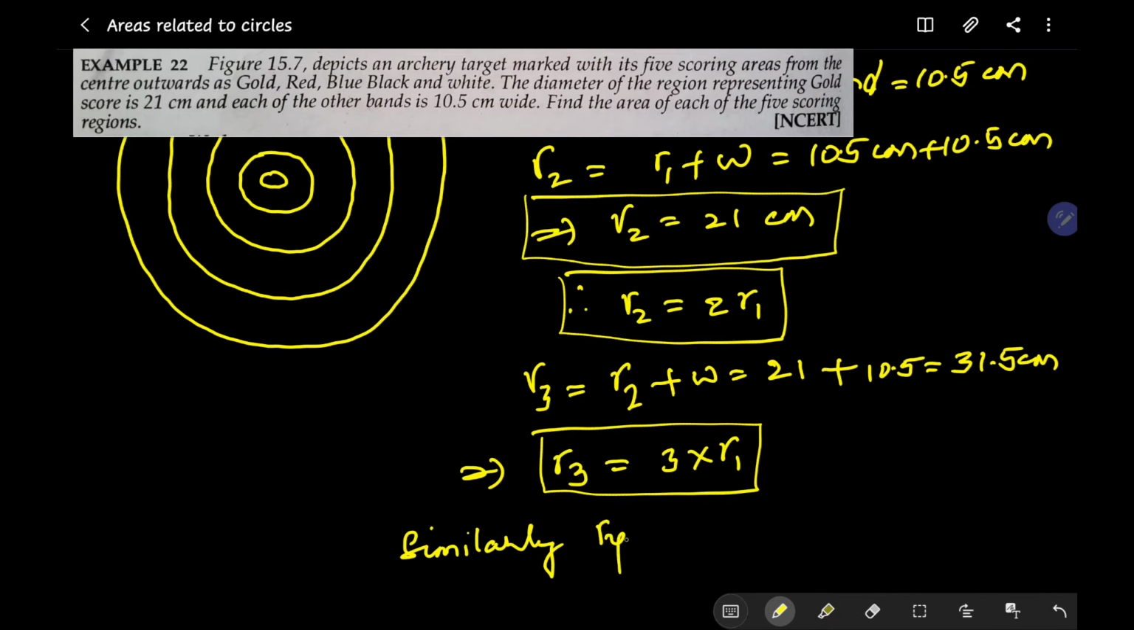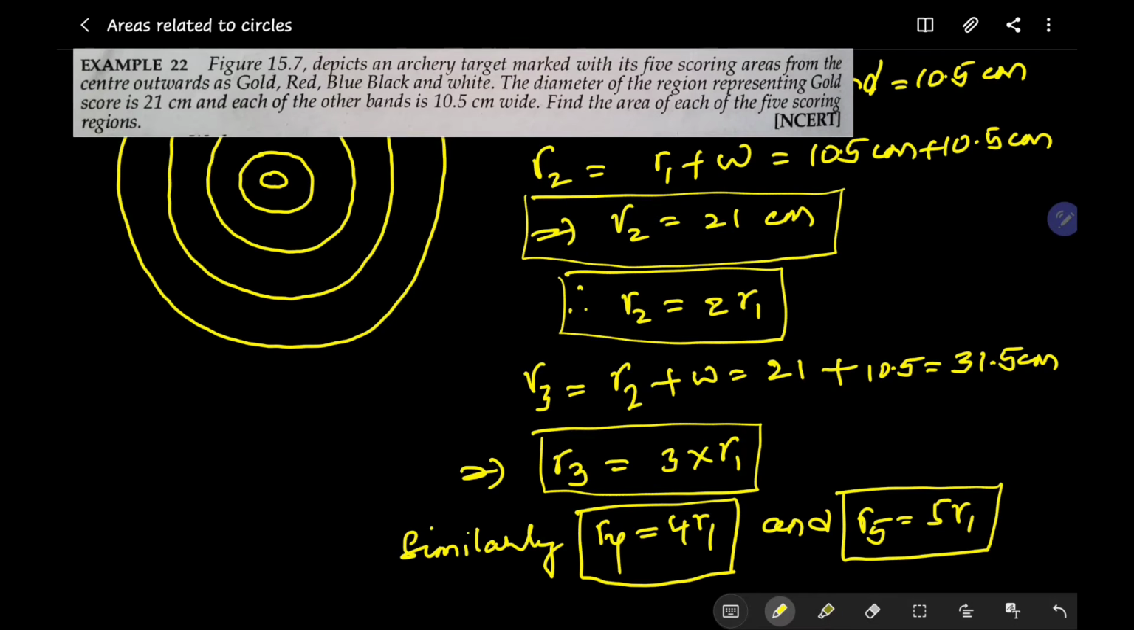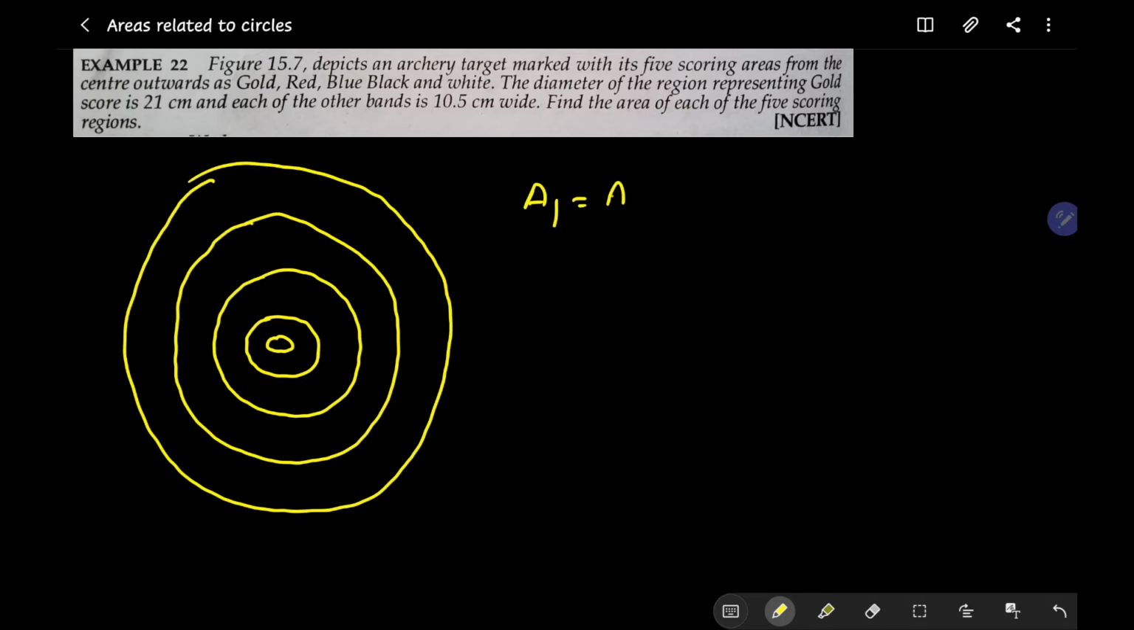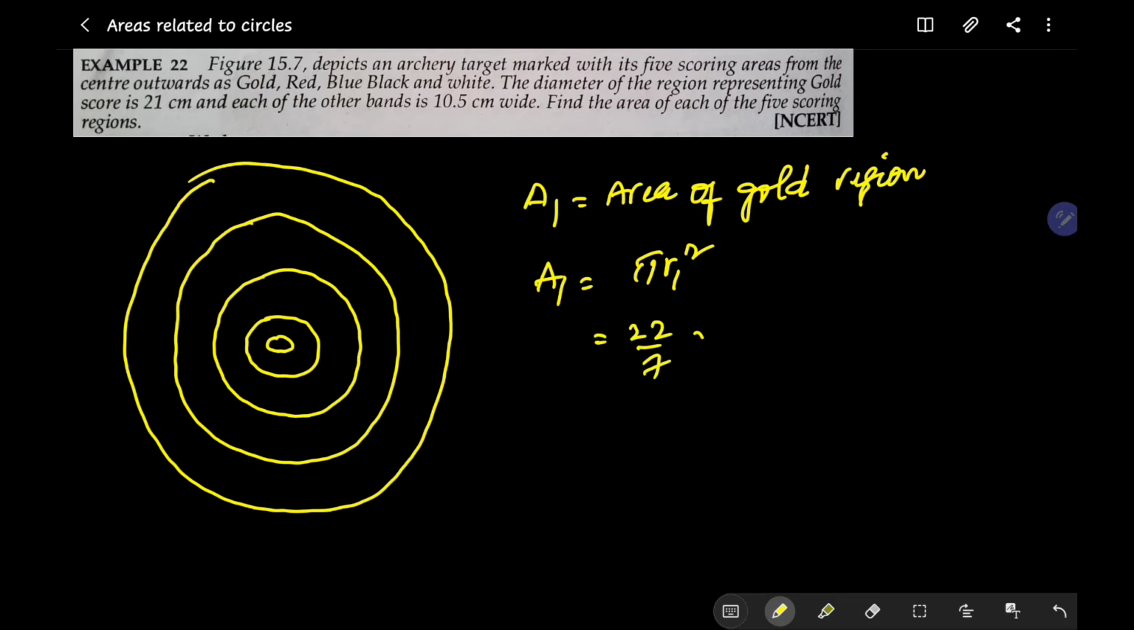Similarly, the radii of the fourth and fifth circles will be 4 and 5 times the radius of the first circle respectively. After getting ready with all of the radii of the circles, it's time to find out the areas of each scoring region. The innermost circle is the gold region, which can be found out using pi r1 square, and by substituting the r1 value, we get the area of the gold scoring region as 346.5 centimeter square.